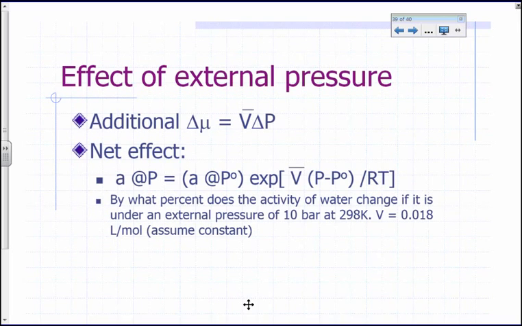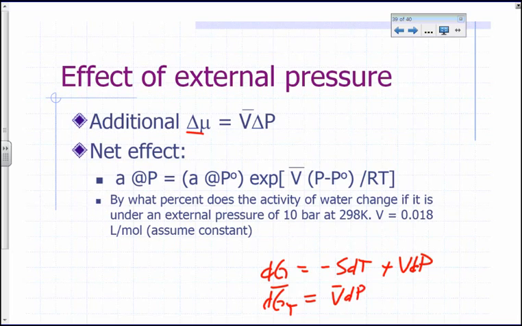Finally, let's talk about the effect of pressure on activities. Basically, we are assuming in all our previous discussions that the pressure was at P naught, 1 bar pressure. What if the pressure is not at 1 bar pressure? Then there will be an additional term for the additional change in the chemical potential given by V bar delta P. Why is that? Remember, dG is equal to minus S dT plus V dP. And so dG bar at constant temperature is just going to be V bar dP, okay?